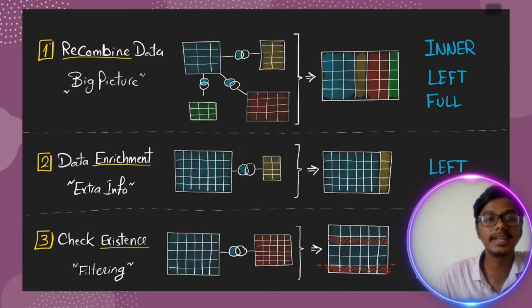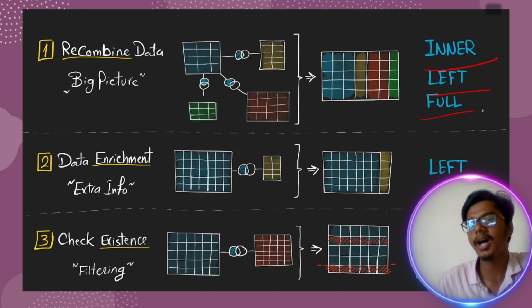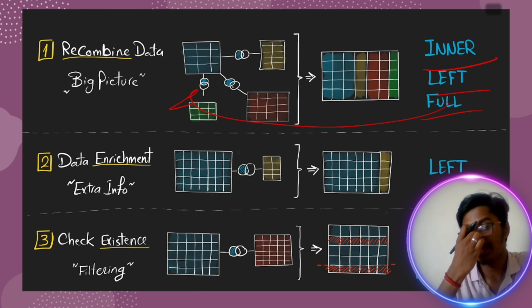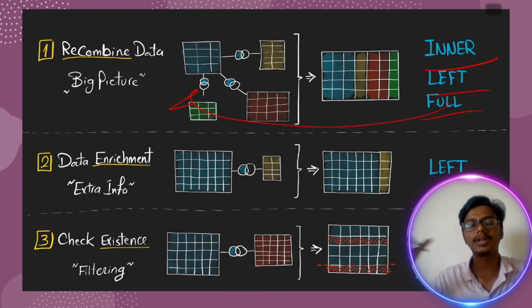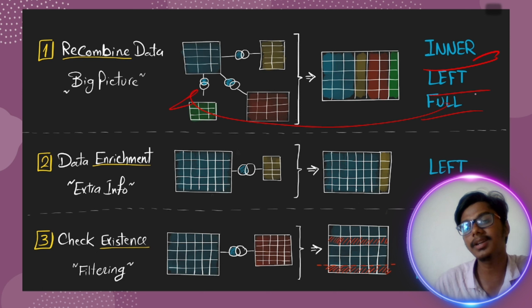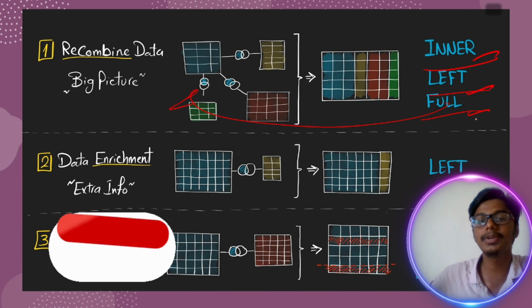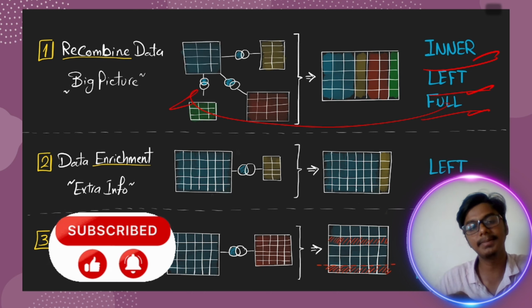Another session of recombining, and we will slowly get into the types of joins. If you want to recombine the data into the big picture, combining all those tables into a single picture, you can use the inner join, the left join, and the full join. These are the possibilities of joins that can be used to combine the big picture.